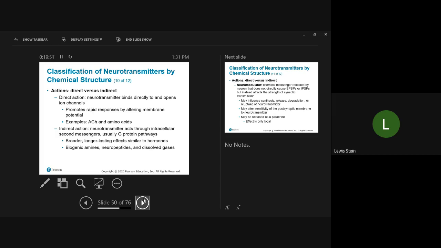They act through second messengers and G protein related pathways, with longer lasting effects, more like hormones. The biogenic amines, the neuropeptides, and the gases fall into that category. So you should remember those. When you're dealing with ion channels, it's quick. G protein, not as quick. Doesn't mean slow. No, it's not as quick.